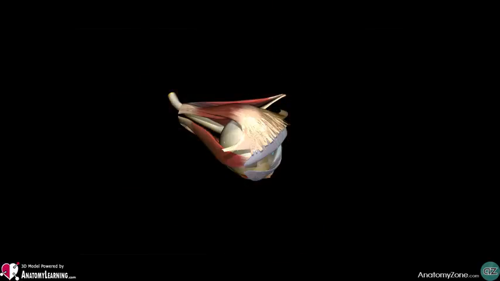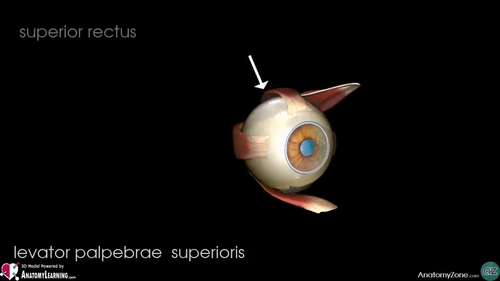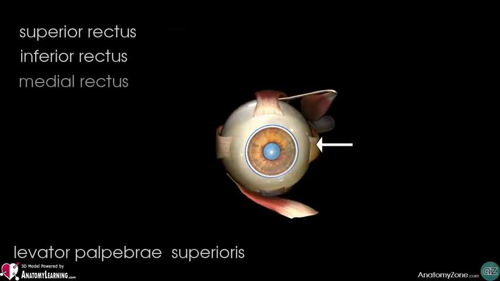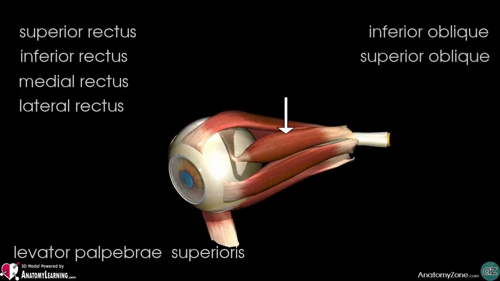There are 7 extraocular muscles: the Levator palpebrae superioris, the superior rectus, inferior rectus, medial rectus, lateral rectus, inferior oblique, and superior oblique. Functionally, they can be divided into 2 groups. The first group is responsible for eye movement, the recti and oblique muscles, and the second group is responsible for superior eyelid movement, that is the Levator palpebrae superioris.